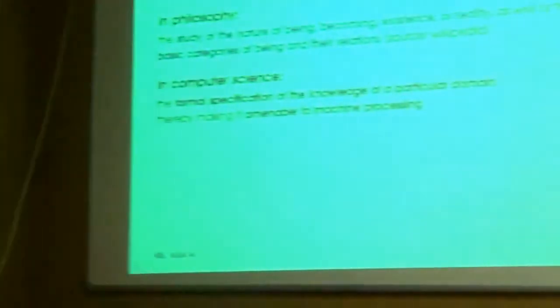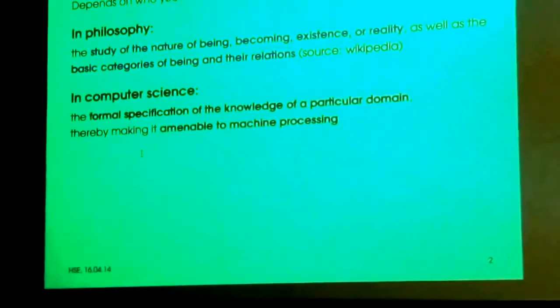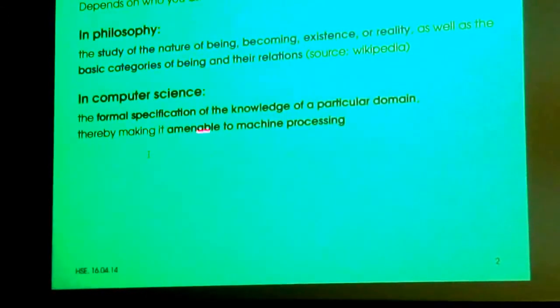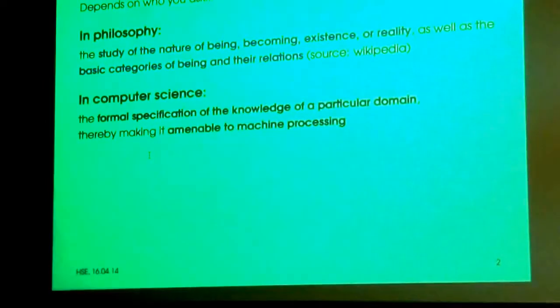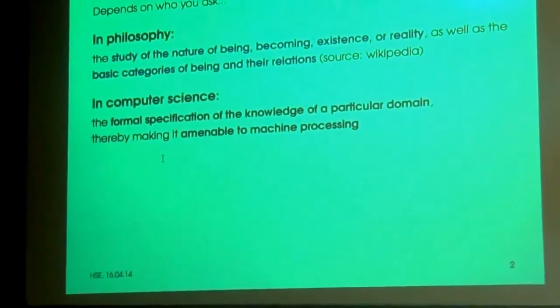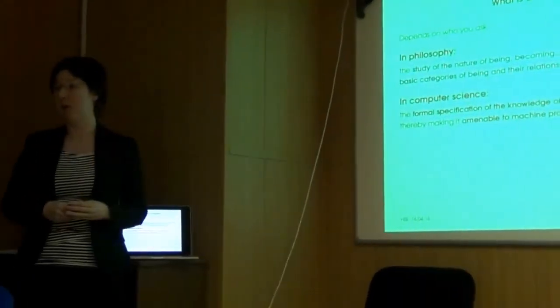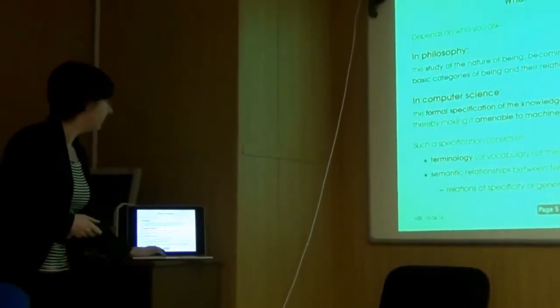In computer science, we have perhaps a bit more narrow point of view. Our objectives are different, and there an ontology is going to be a formal specification of the knowledge, usually in some particular well-defined domain. And why we want it to be formal is that we want it to be amenable to machine processing. So we actually want to be able to give this formal description to the computer to be able to do some work on it. So we'll see afterwards what are the types of tasks we'd like the computer to be able to do with our ontology.